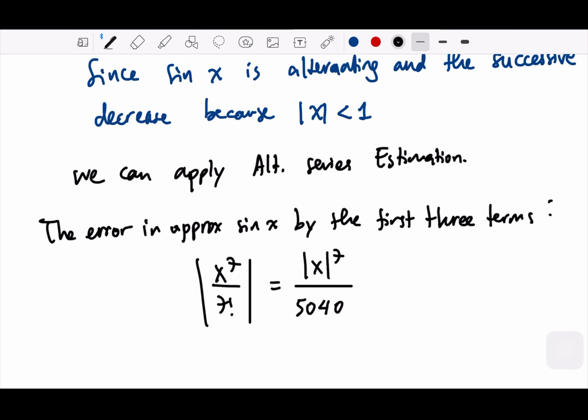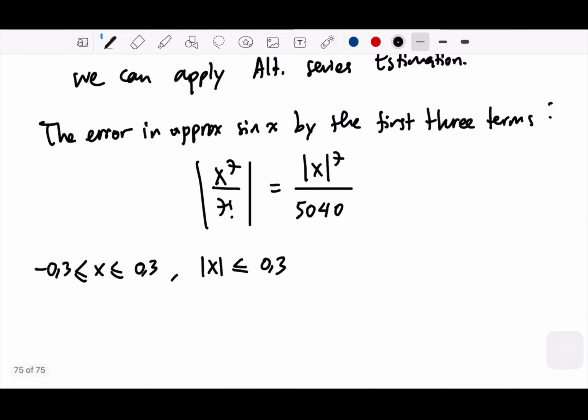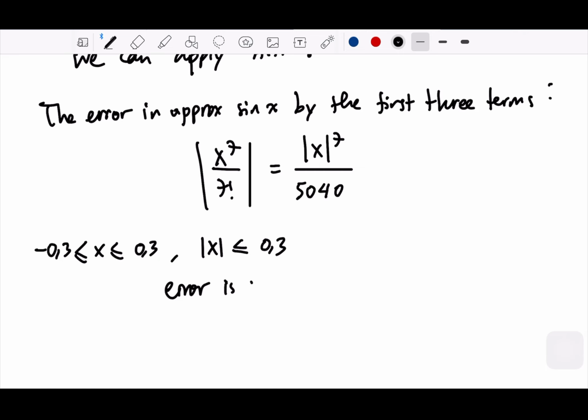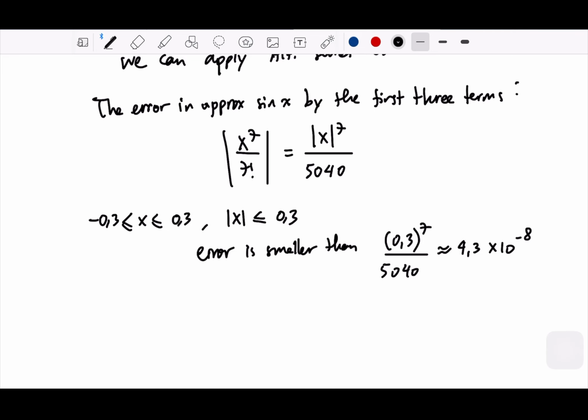So the error is smaller than, we can substitute x with 0.3, or it's approximately 4.3 times ten to the negative something. And then we are using these approximations.